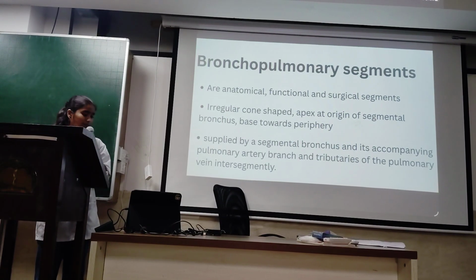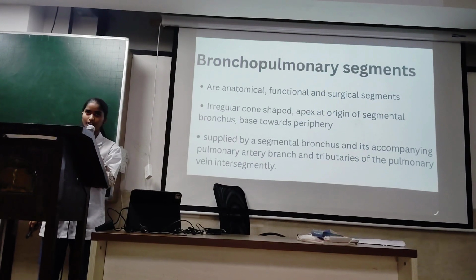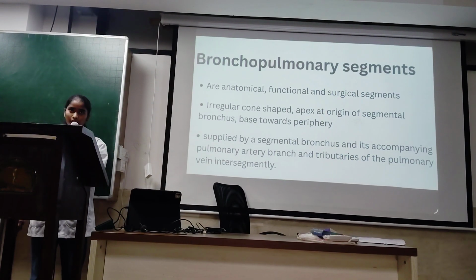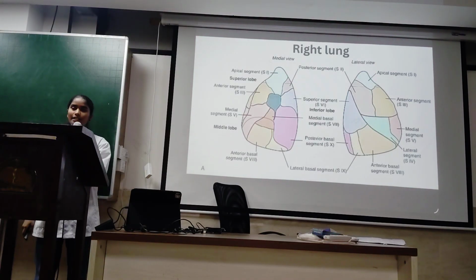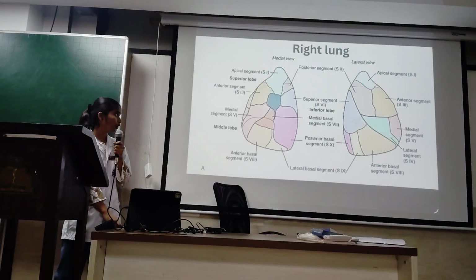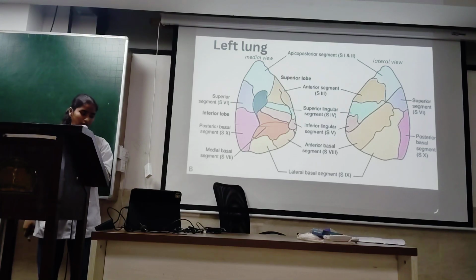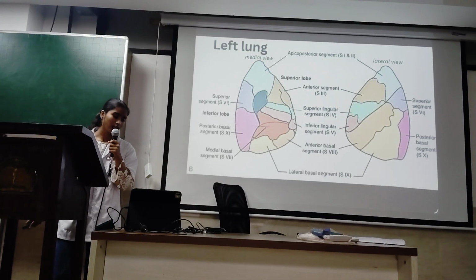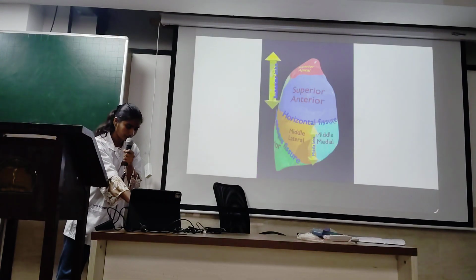Regarding their supply, each bronchopulmonary segment is supplied by a segmental bronchus accompanying a pulmonary artery branch, and we can see the tributaries of a pulmonary vein intersegmentally. There are 10 bronchopulmonary segments in each lung, and some of the bronchopulmonary segments in the left lung are fused. So here we can see the bronchopulmonary segments in the right lung and the bronchopulmonary segments in the left lung. So now let's see the names of bronchopulmonary segments using this 3D model video.